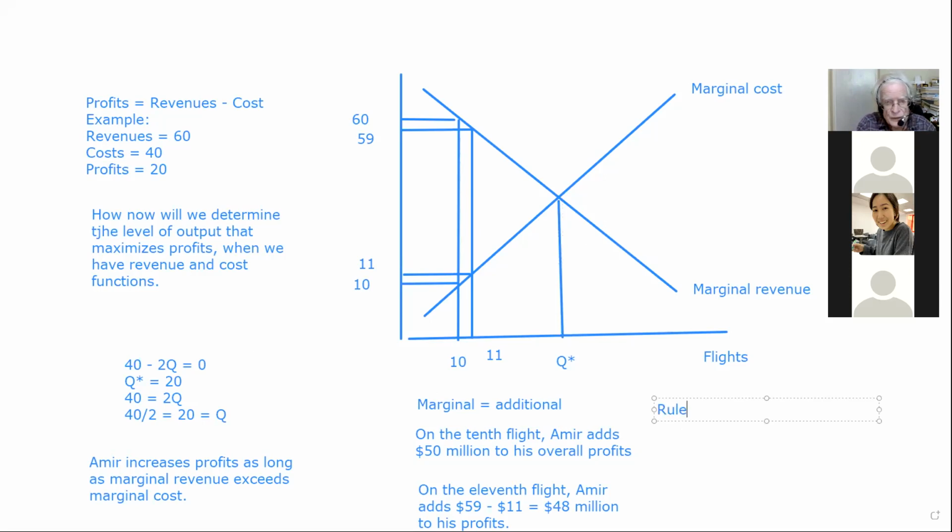So the rule is they maximize profits at the level of output where the marginal revenue is equal to marginal cost. Okay, so far.